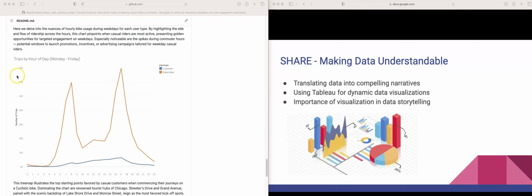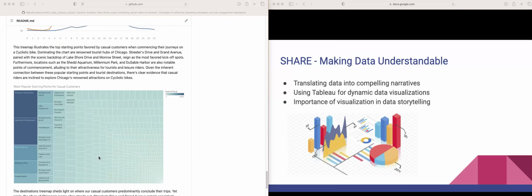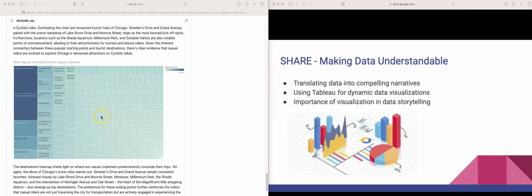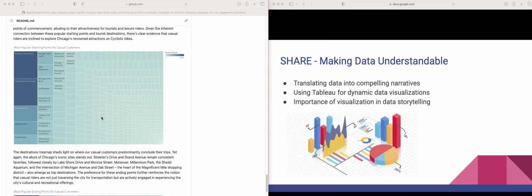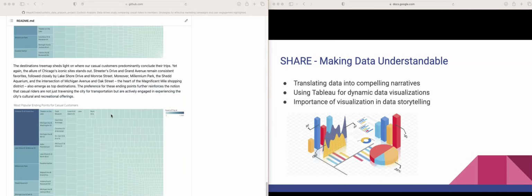Then we see the trips by hour of day. We could see spikes in commuting hours with the subscribers, short spikes with customers as well. But yeah, we could keep going down. Tree maps, all types of visualization. But the main point is that this stage is all about creating stories and being able to communicate to stakeholders. And it gets them to really see what's going on.